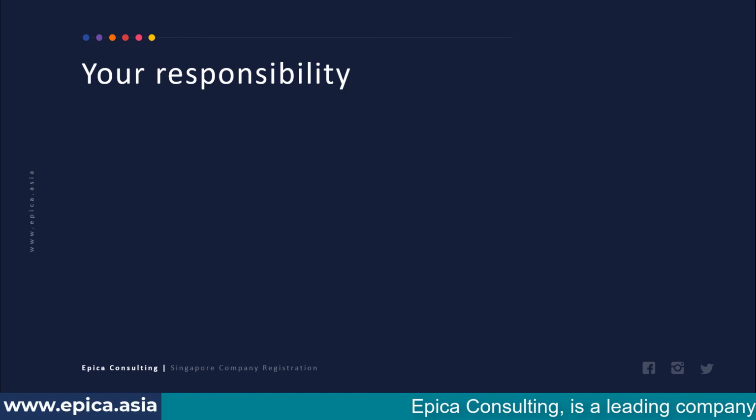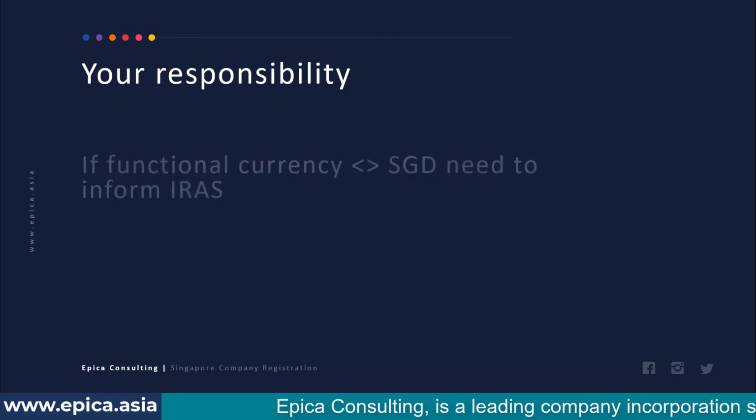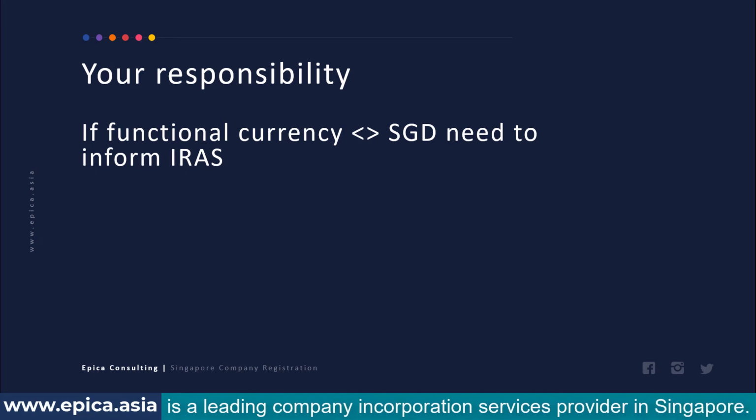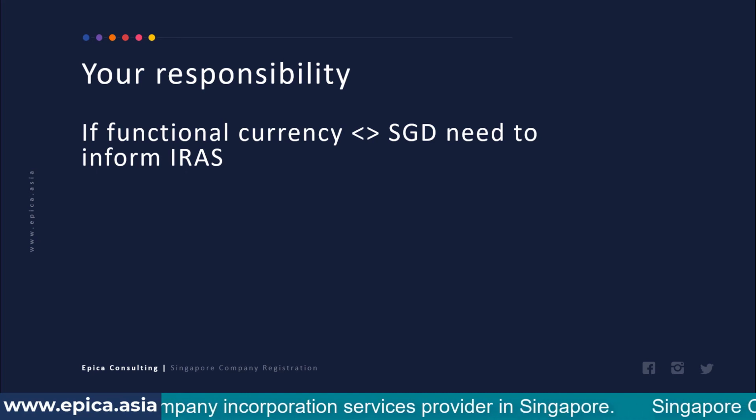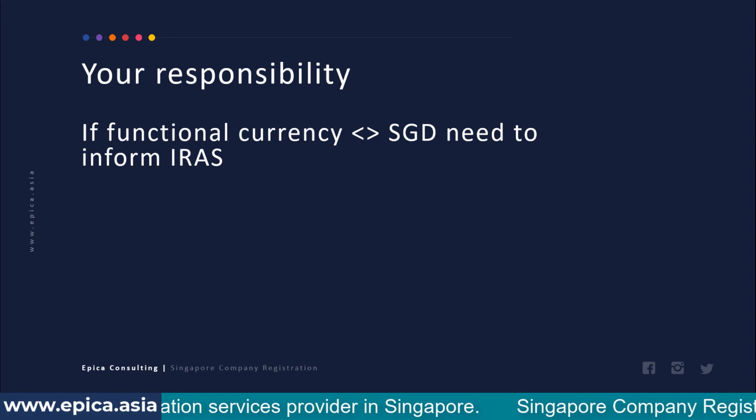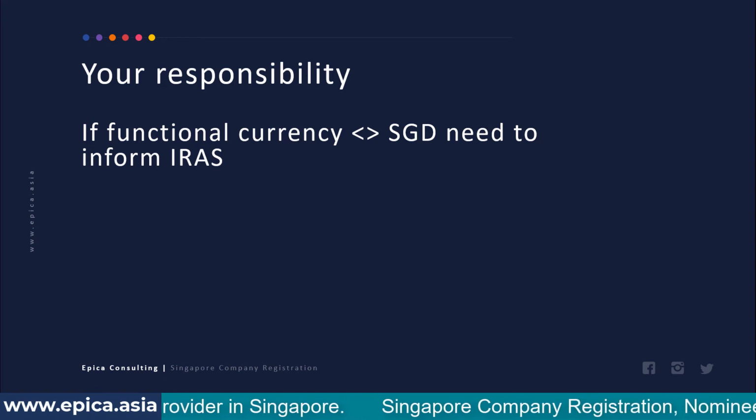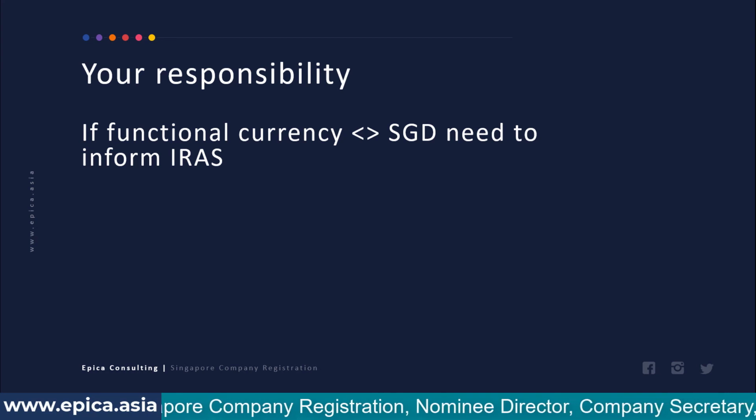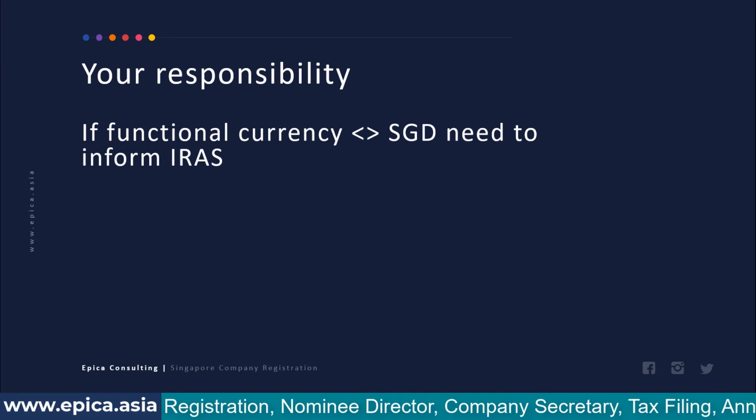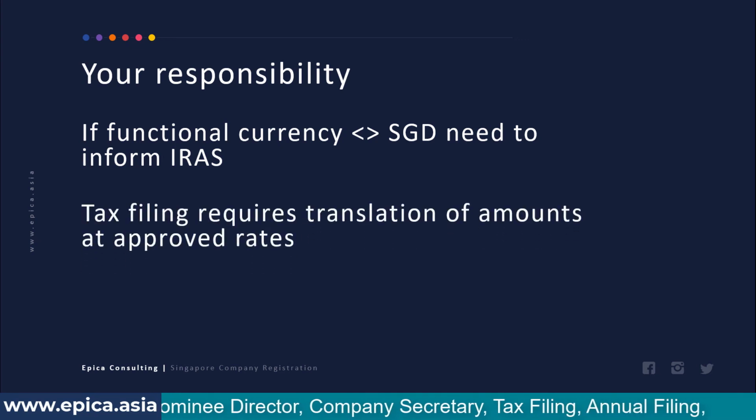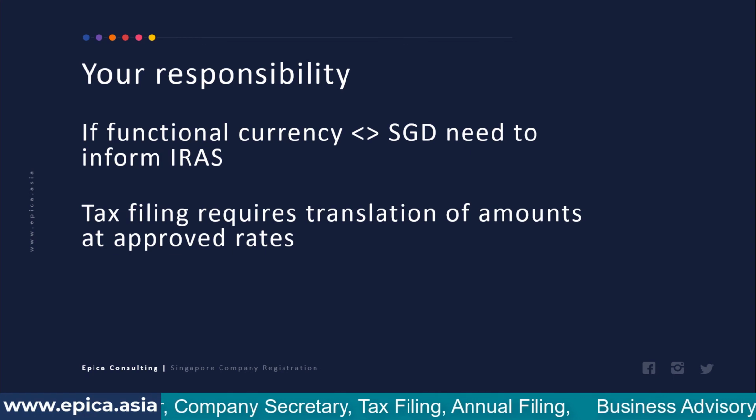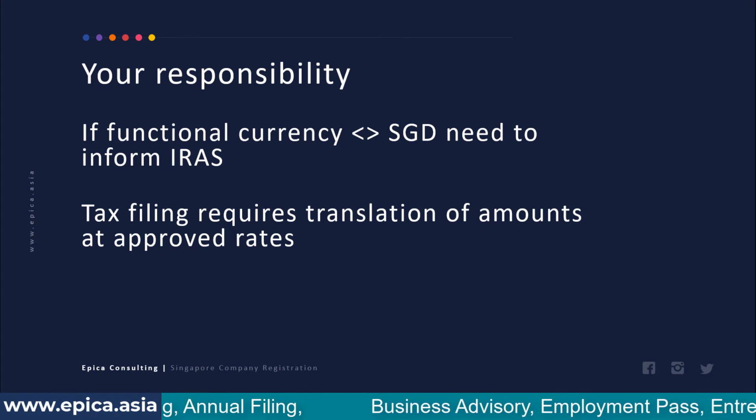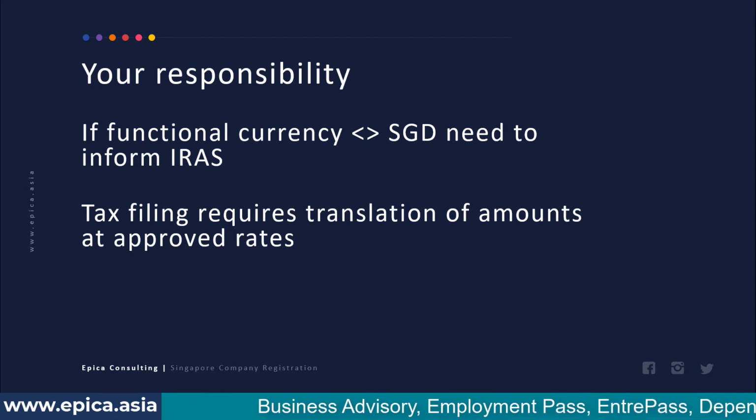So what is your responsibility as a company promoter or company director? There are two responsibilities that you need to carry out. The first thing is that government agencies by default will presume the functional currency of your company to be Singapore dollars. So if you are going to follow a functional currency which is different than Singapore dollars, then you need to inform this to IRAS in a prescribed format. And at the time of tax filing, you will be required to conduct the translation of accounts at an approved rate, so that the figures can be filed in Singapore dollars for tax computation purposes.